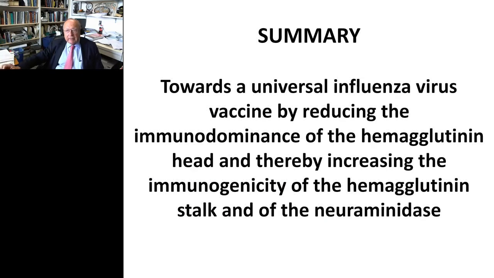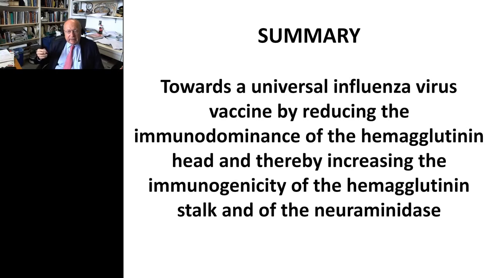So in summary, let me repeat or highlight what I have said. We are trying to make a universal influenza virus vaccine by reducing the immunodominance of the hemagglutinin head and thereby increasing the immunogenicity of the hemagglutinin stalk. And we have to remember that the hemagglutinin head is really what changes dramatically, but the stalk is much more conserved. And if we can vaccinate against this conserved domain, we should be able to make an immune response which would protect us against many different challenge strains. And obviously these are difficult vaccines. They also have to be long-lasting, and also I haven't really discussed this.